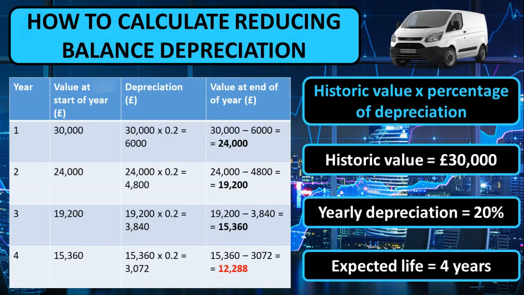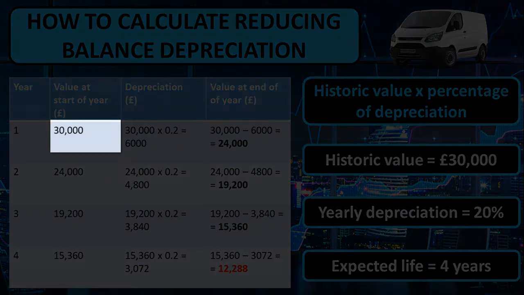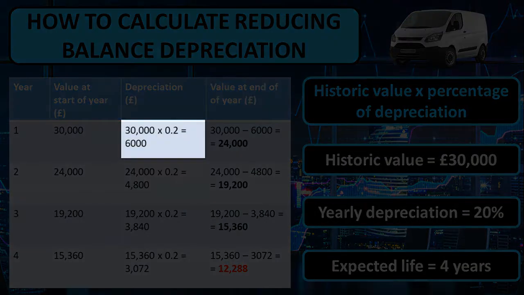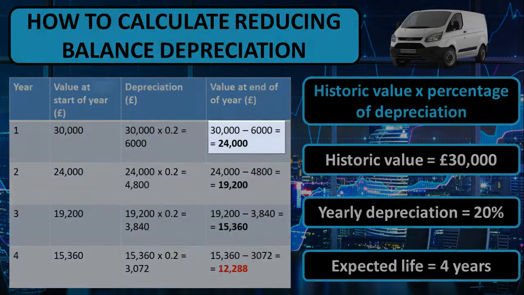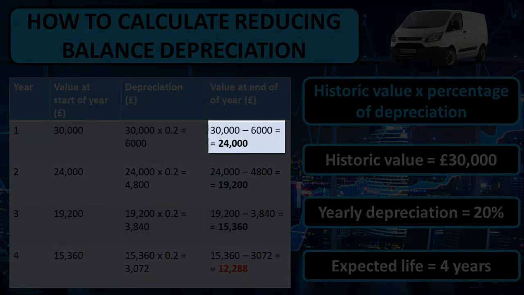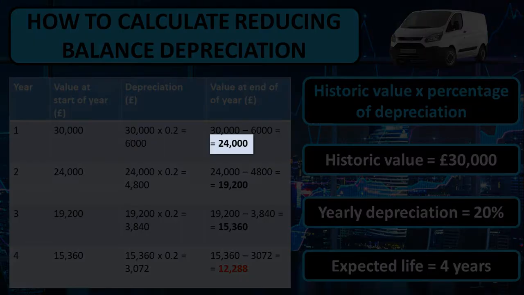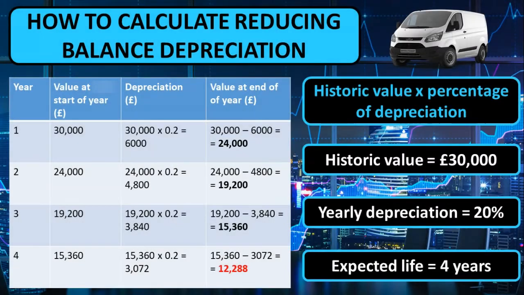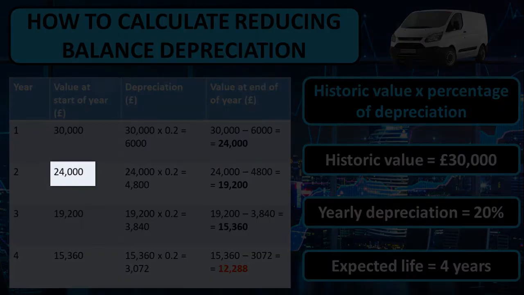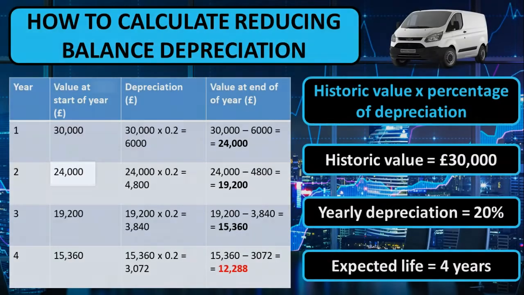In year 1, the historic value of the van is £30,000. To find the depreciation that year, you multiply that by 0.2, which gives you a depreciation for that year of £6,000. We then find the value of the van at the end of that year by using the value at the start of the year, which is £30,000, and subtract the depreciation just calculated of £6,000. This gives an end of year value of £24,000. This value is then carried over to the start of year 2, as that is now the van's value at the start of the second year of its life.